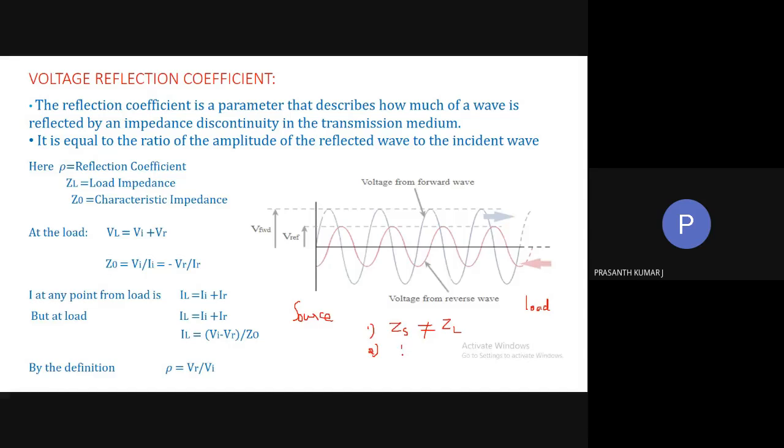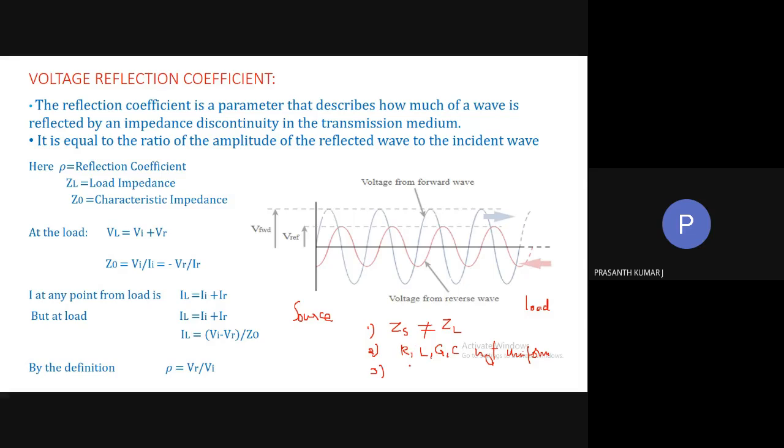Second condition is the primary constants R, L, G, and C. What are the primary constants in a transmission line? Resistance, inductance, conductance, and capacitance. If they are not uniform along the length of the transmission line, then reflections occur on a transmission line. This is the second condition.